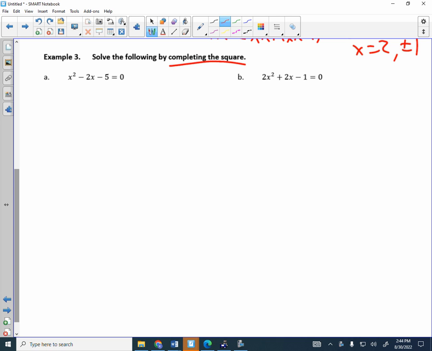Okay, so now we're going to break the rule. We're not going to invoke the zero product property. These are our last two problems of the day. We are going to solve by completing the square. Do you remember how to do that?